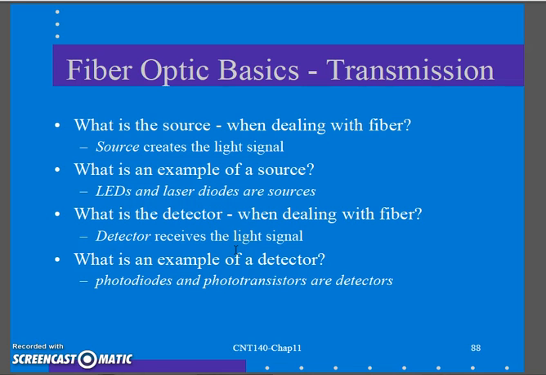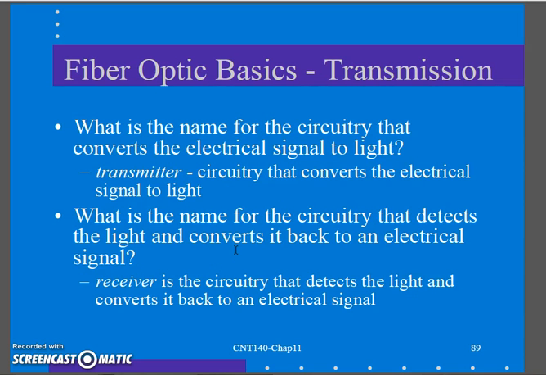Photodiodes and phototransistors are really what they are. They're a lot more sensitive than the cadmium sulfide cell. So the circuitry on the sending end is called the transmitter, and the circuitry on the other end, the receiving end, is the receiver.